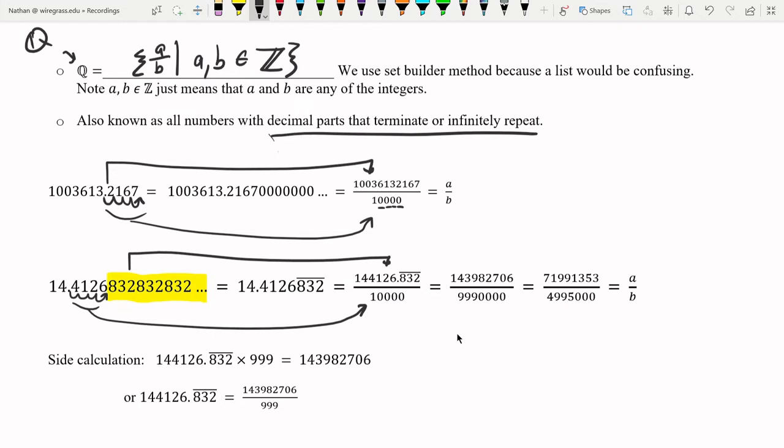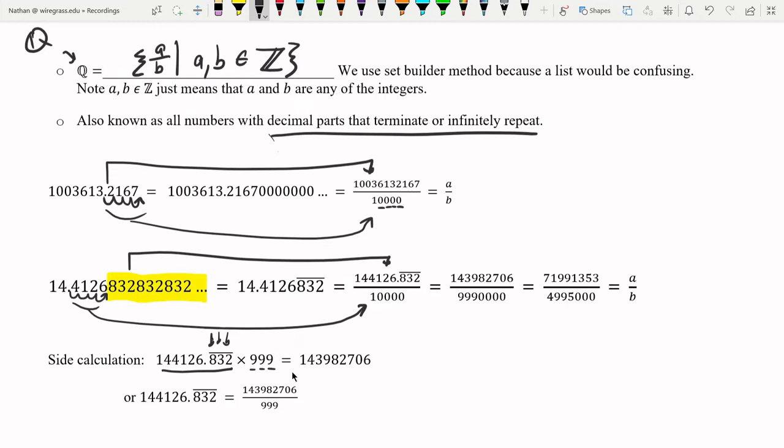And then I'm going to do the side calculation here. I can take this number that has now the decimal point right before the repeating portion, and then I multiply it by how many numbers there are in the repeating portion. There are 1, 2, 3 numbers that repeat: 832, 832, 832. And I'm going to multiply it by 9, with that many numbers. So if there's 3 repeating numbers, then I'm going to multiply it by 999. If there's 4, it'd be 9999.